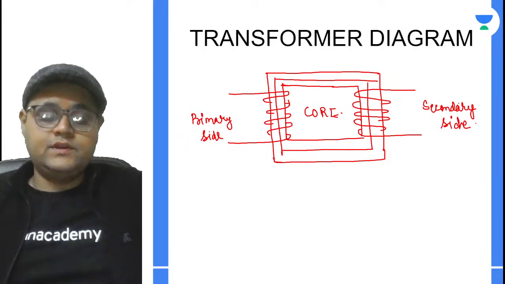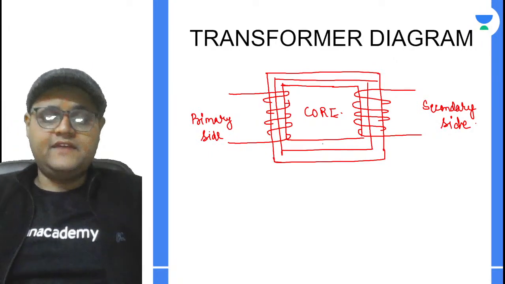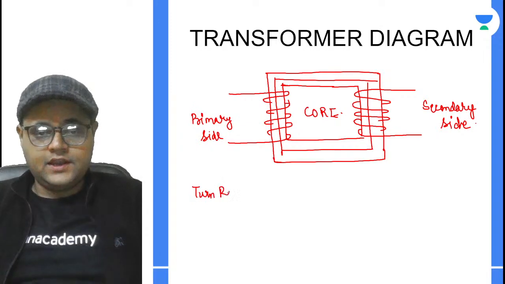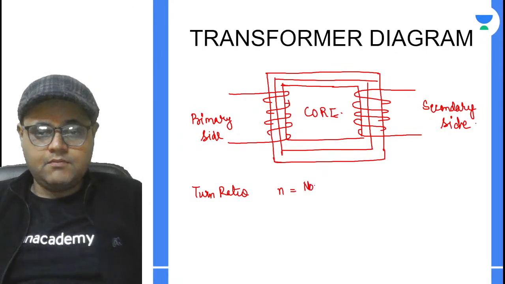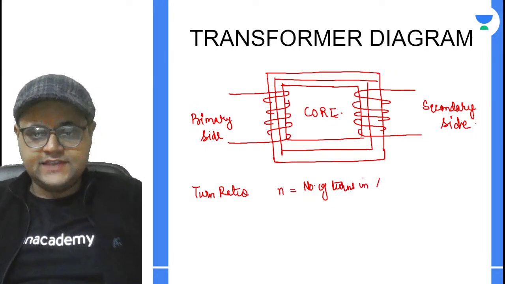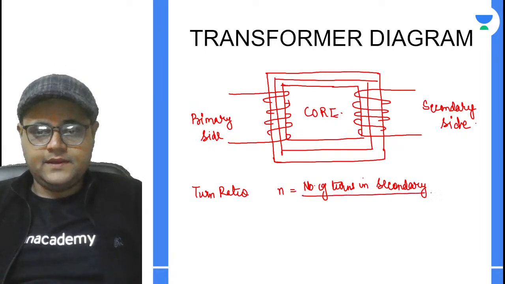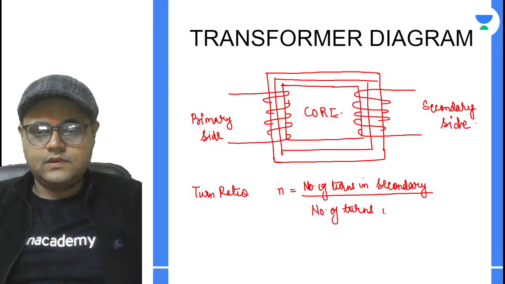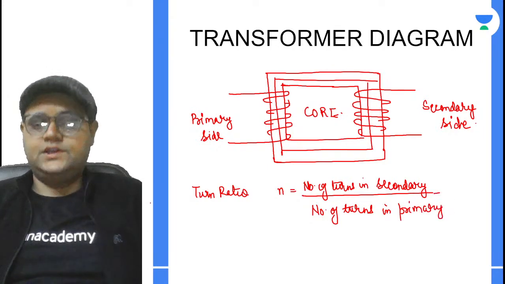Now how does a transformer work? Before understanding the working, you have to remember one very important parameter that we call the turn ratio. We represent it with n, and n is given as the number of turns in the secondary divided by the number of turns in the primary. This value will give you the turn ratio.